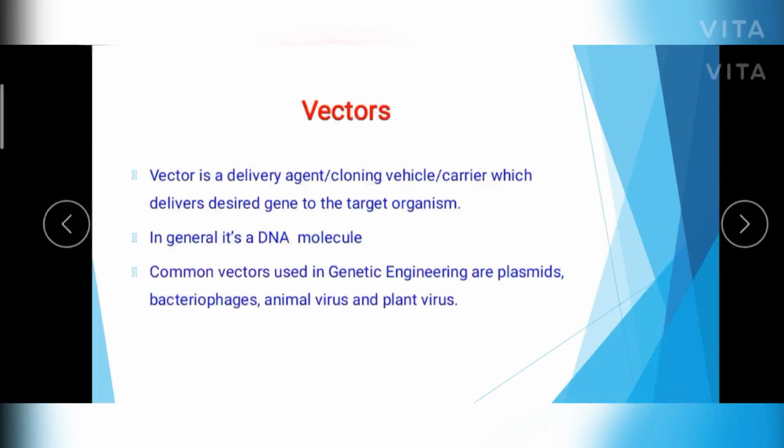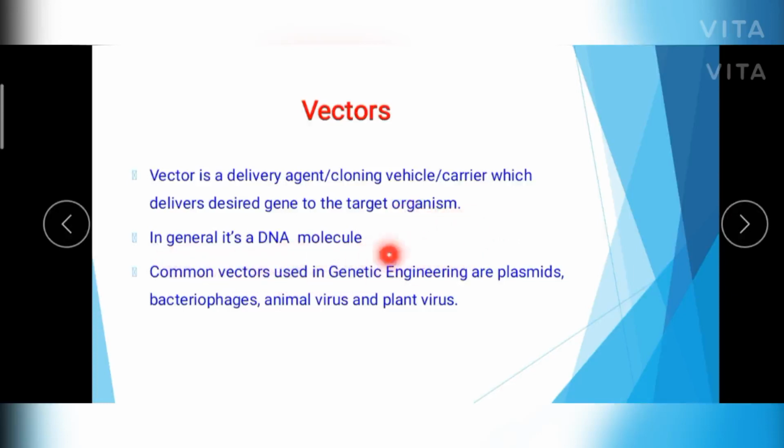So, a vector is a delivery agent or a cloning vehicle or a carrier which delivers our desired gene from the source to the target organism. You know that you will be isolating the desired gene from the source, and that gene can't be directly inserted into the target cell. You require the support of a vector, a carrier. So, this particular feature is satisfied by the vector. It helps in carrying the desired gene from the source to the target organism.